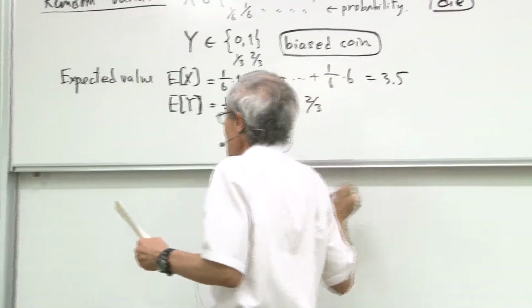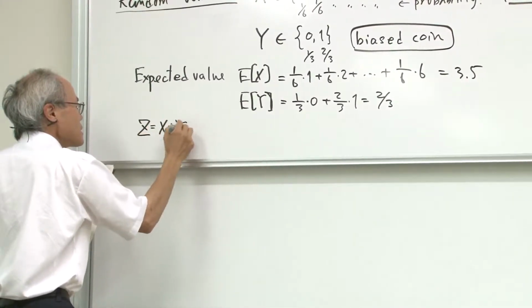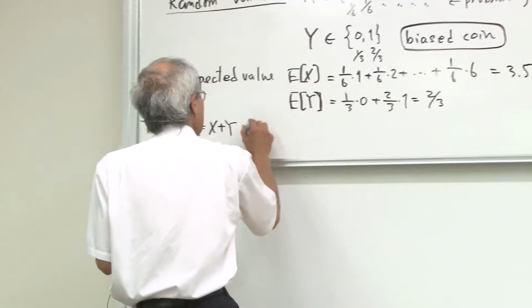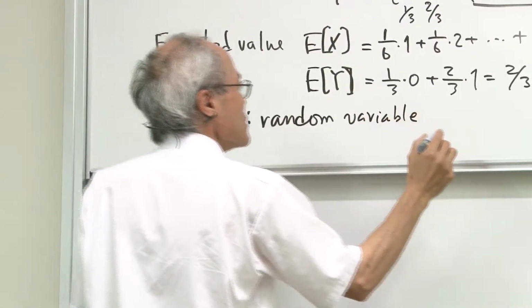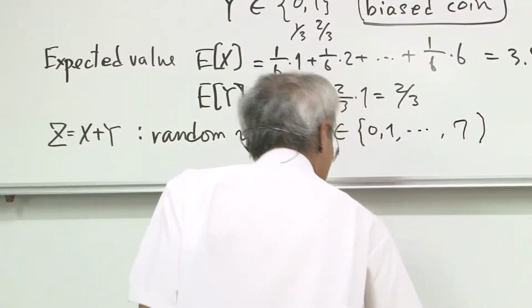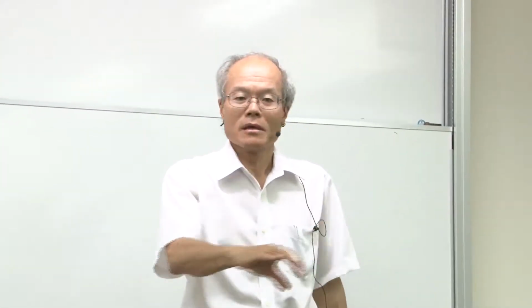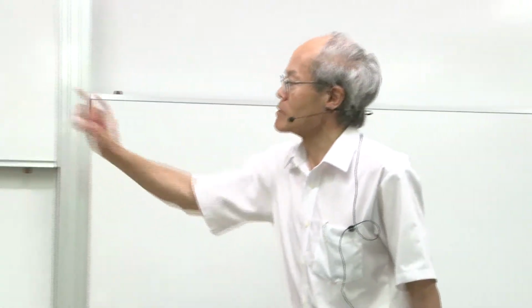Now, variable z equals x plus y. So variable z is a sum of variables x plus y. This is again a random variable. It takes values 1 through 7. It is just like you have a coin and a die. You throw the die and the coin, and the variable z is the sum of two values. That's why it takes values up to 7.